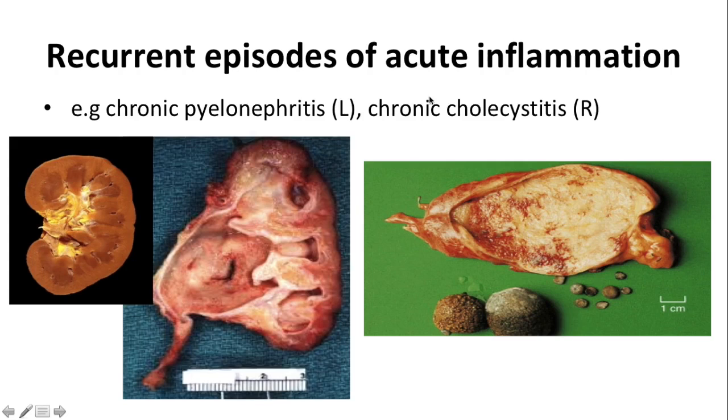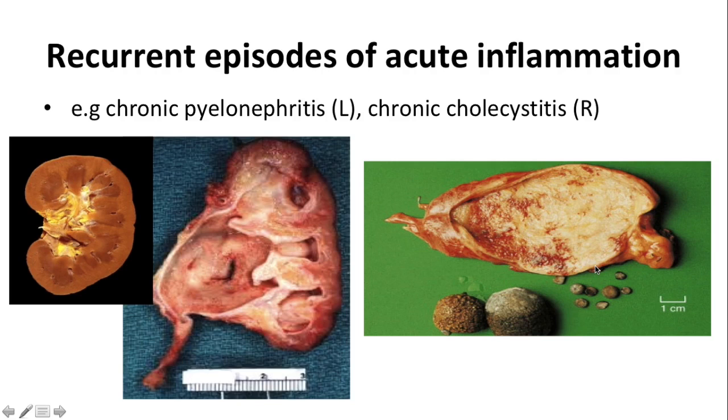So examples of recurrent episodes of acute inflammation are as follows. This is a normal kidney, and this is a kidney involved by chronic inflammation. Sometimes this can be a result of reflux, where you get urine coming back up again from distal back into the kidney, and this forms stasis and favors infection. So if this recurs and recurs and recurs, these recurrent episodes of acute inflammation will progress to form chronic inflammation, and you can get damage to the tissue involved in that process.